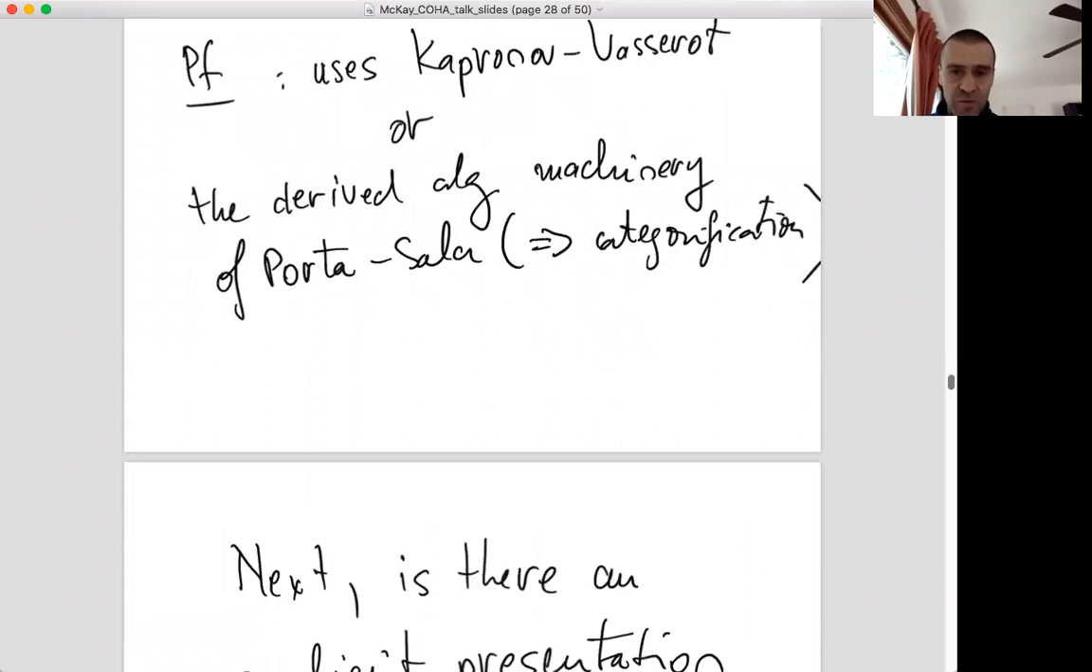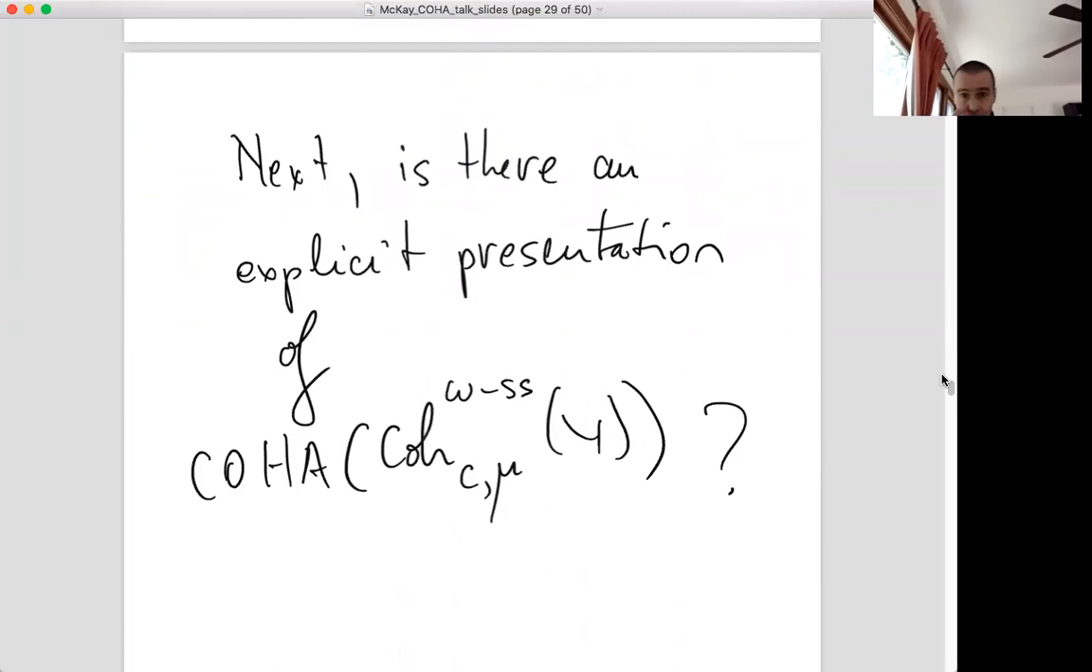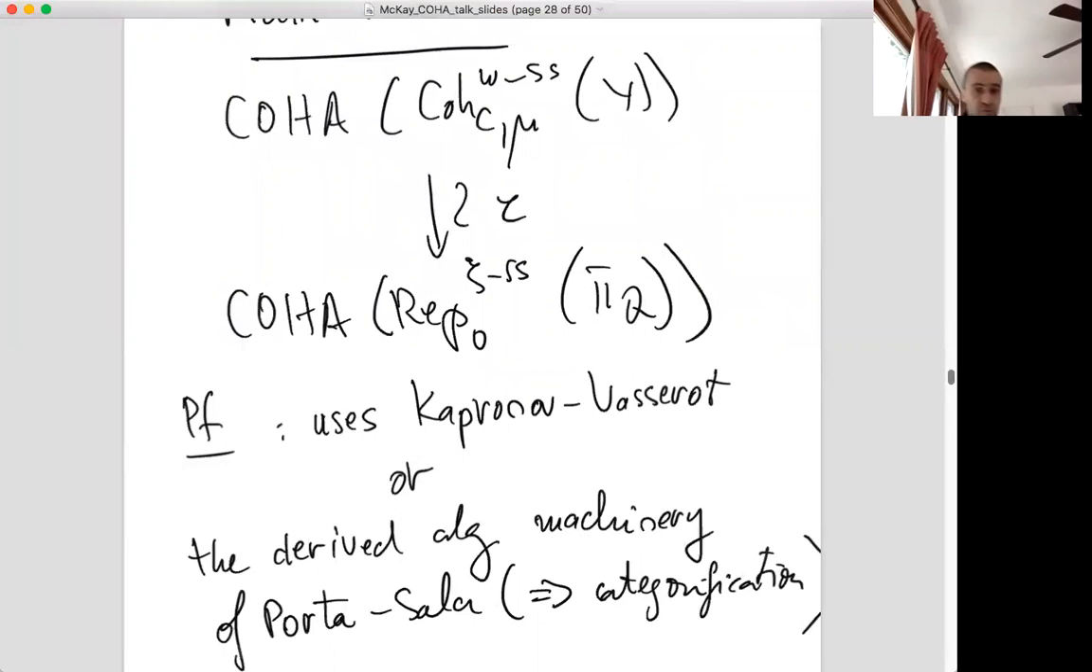In fact, if there is enough interest for this particular aspect of this work, I would suggest inviting one of them to speak, because I couldn't do justice to the subject. So that's the first result. You get that the two cohomological Hall algebras for semi-stable objects of a fixed slope match.